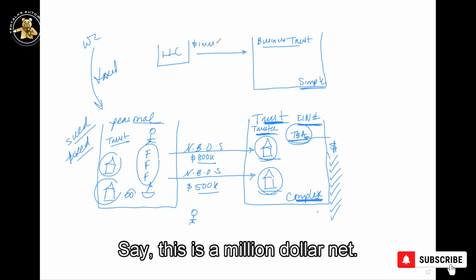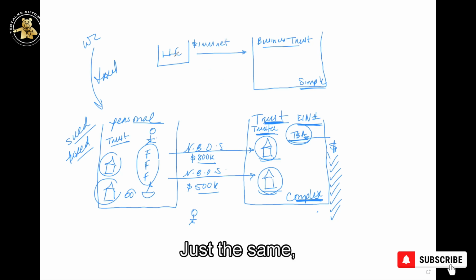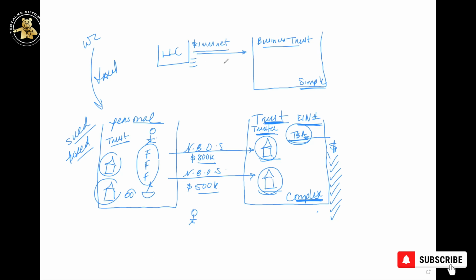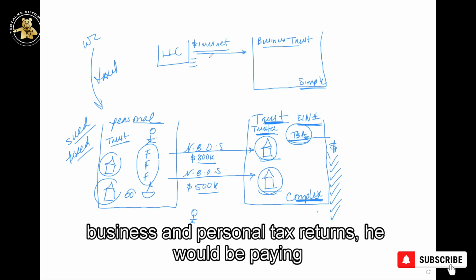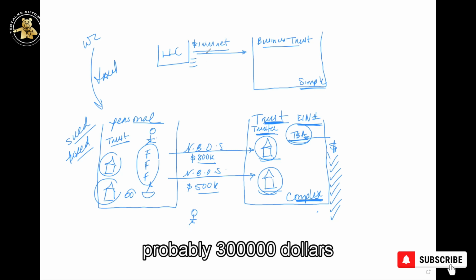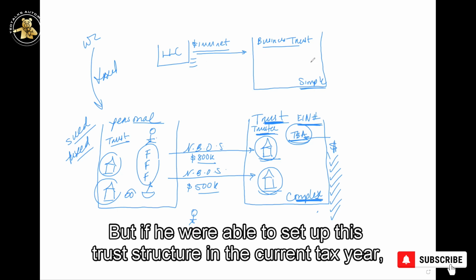Say this is $1 million net. So this business owner operates his LLC just the same, pays his expenses, makes payroll, pays his payroll tax. What we're talking about is the net income at the end of the year. That net income, if he were just to file his business and personal tax returns, he would be paying on his K-1 quite a bit, probably $300,000 in tax.